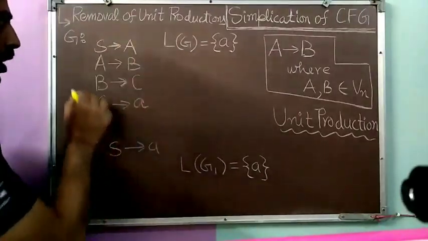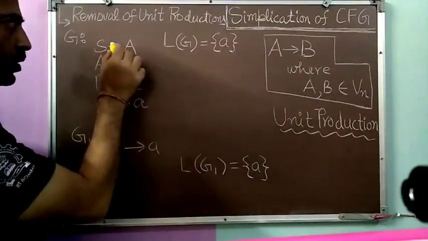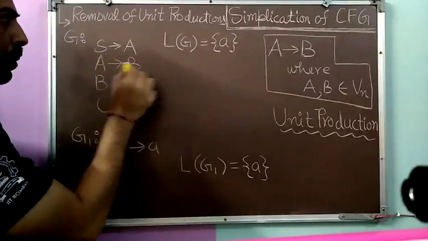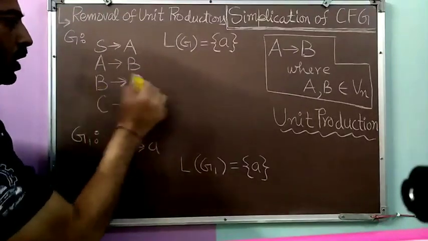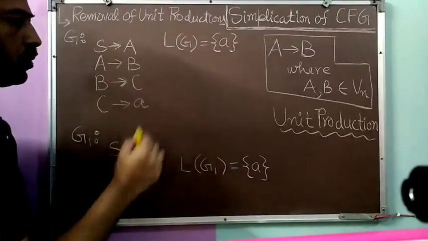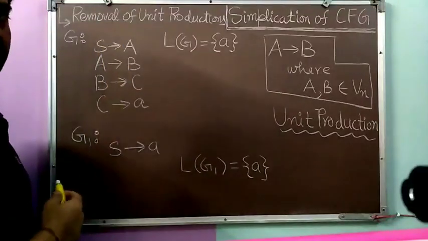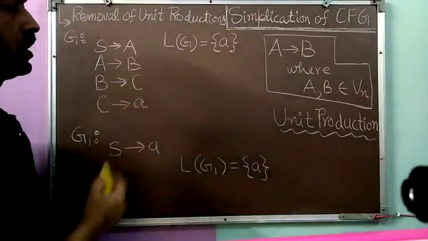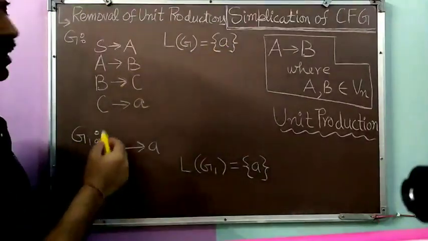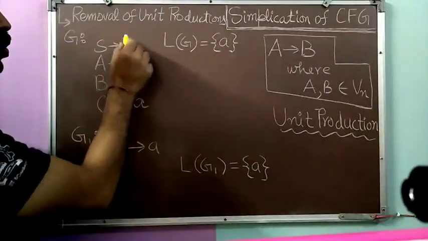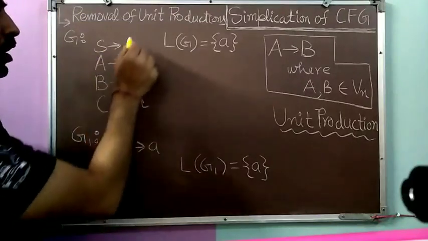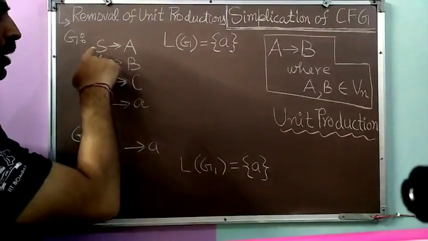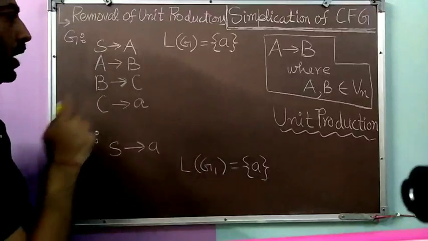Our productions are like S to A, A to B, B to C, then C to small a. If you analyze this grammar, you can easily understand the language of this grammar is nothing but a single word, a. We will start from S, and we are bound to take S to A. So we will reach the variable A, so variable S will get replaced by the variable A.